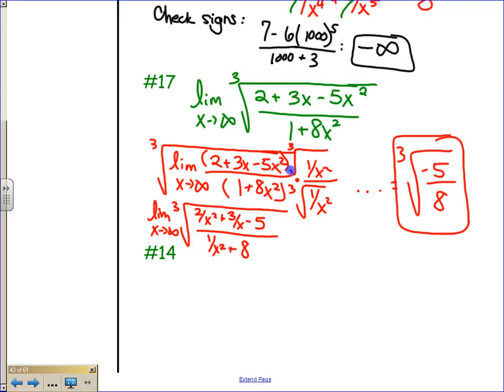So what ends up happening? Algebraically, he goes to? 0. He goes to? 0. He goes to? 0. What do I have left?